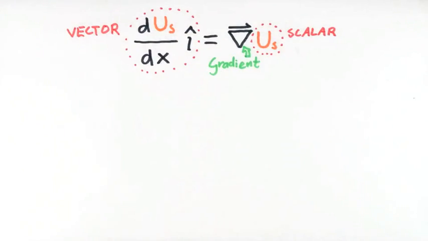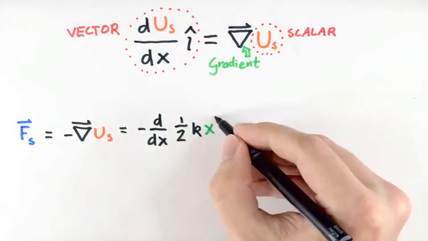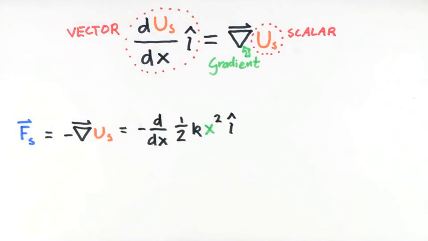Now by taking the negative gradient of a potential energy, we can find the corresponding force. This works generally for all potential energies. Here in this specific case, we find that the negative gradient of U sub s gives us minus kx i hat, which is the correct expression for the vector spring force in this problem. For a situation with only one spatial dimension, like we have here, we can use the graph of the potential energy to visualize this result.